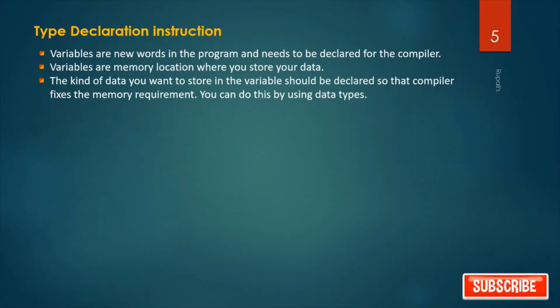Variables are memory locations where we store our data and that memory location name is the variable name. The kind of data you want to store in the variable should be declared so that the compiler fixes the memory requirement. So for fixing the memory requirement, data type is used and variable declaration is needed. Means if I write int i, means i is a variable name and int is the data type. So i takes 4 bytes in memory. So if I write float c, then c takes 4 bytes in memory where c is the variable name and float is the data type. And the compiler fixes this memory requirement.